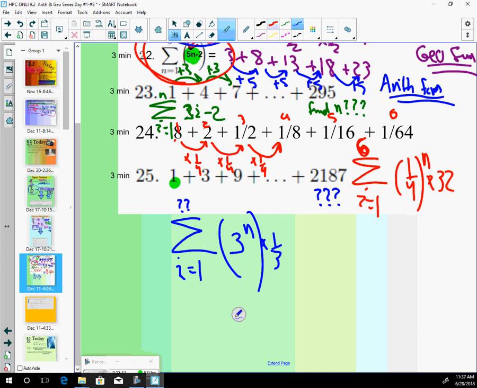Now some people will write this a number of ways. They might go i equals 1 to whatever, and they'll go 3 to the n minus 1, because that's 3 to the n times 3 to the negative 1. That's great. Some people will go i equals 0 to something of 3 to the n, because 3 to the 0 is 1. Then 3 to the 1 is 3. You can do any of those. But you just need to figure out what that top one is.